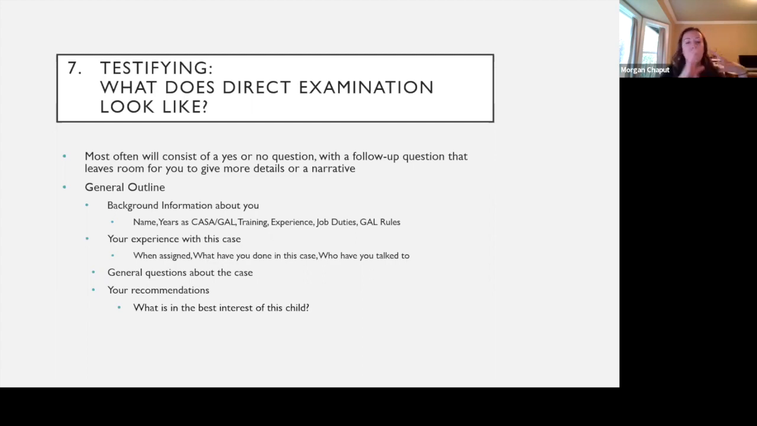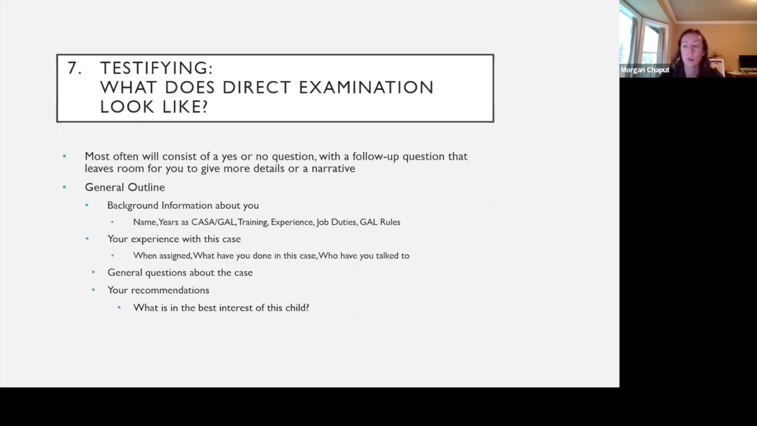After they do some general background information, they'll ask for specifically some experience that you've had with this case. So when were you appointed on this case? What have you done on this case? Who have you talked to? That kind of thing. They'll probably go through more or less a timeline of the case. So when you initially started the case, what kind of things you worked on, and then leading up to this particular point in the case.